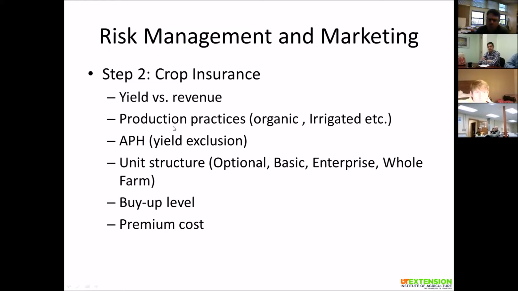The next one is production practices. You have to evaluate the production practices that are available to you. There's a completely different premium structure for organic versus irrigated, so you want to make sure that you're going through those scenarios if those are available to you. Another big one is the APH.